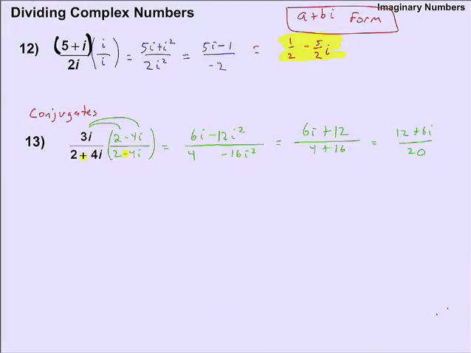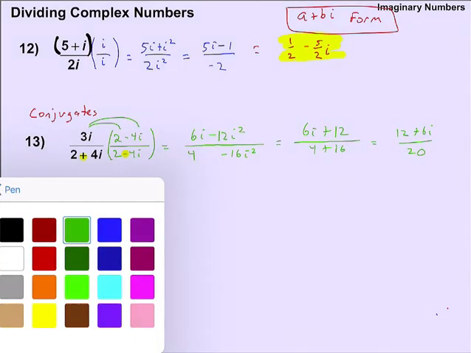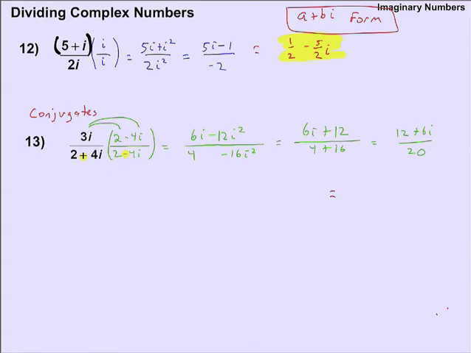And then again, remember that in a plus bi form, we are going to chop that up into two pieces. So I can do 12 over 20, which I'll reduce as I go. 12 over 20 is 3/5. And 6 over 20 is 3/10 times i. So that's my a plus bi form. So again, it's not a final answer until it's in a plus bi form.